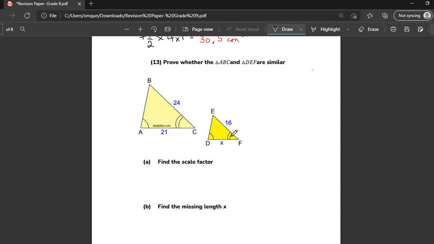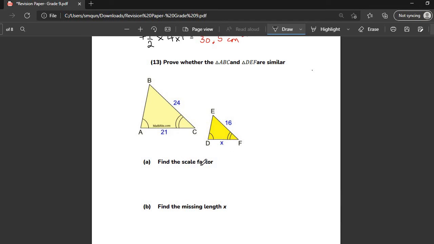The other option would be to use the SAS theorem. Actually, could we use the SAS theorem? We don't have the measurement for this corresponding side. So the 21 and x would correspond. However, in order to use the SAS theorem, we would have to find out if the ratio between the 2 pairs of corresponding sides are the same. Okay, so I take that back. We actually have to use the AA theorem in this case.